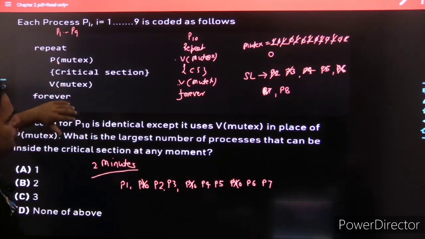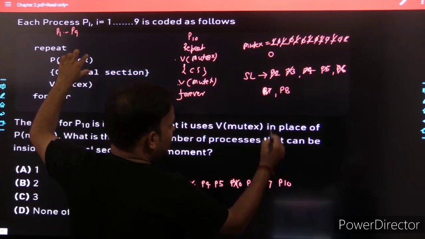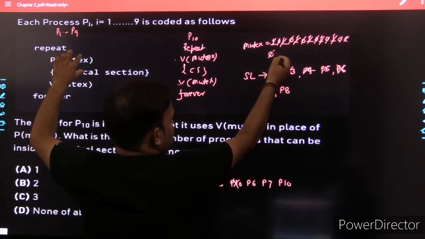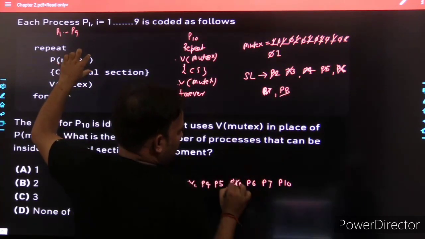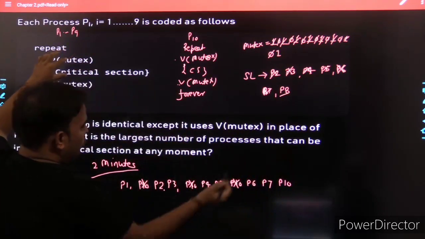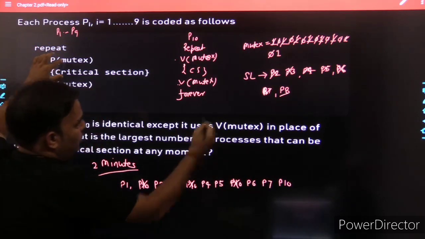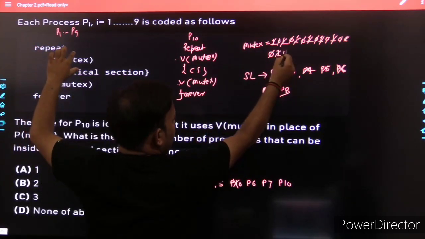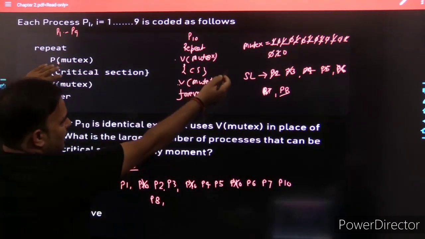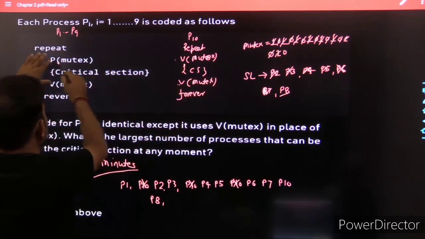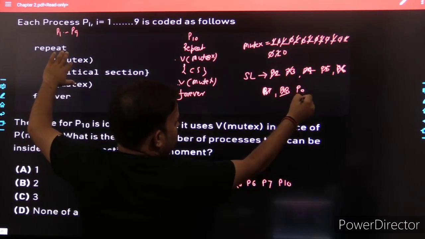Now suppose P10 wants to leave the critical section again, so it will perform the up operation, which means it will make the mutex value 0 to 1 and wake up process P8 also. So now P8 can go into the critical section, yes, and P8 will make this 1 to 0. Can P9 go into the critical section, my dear friends? No, because it is not able to perform the down operation, so it will go to the suspended list.